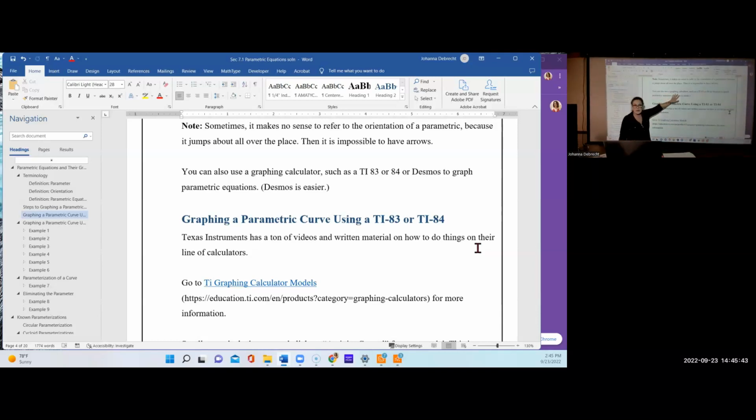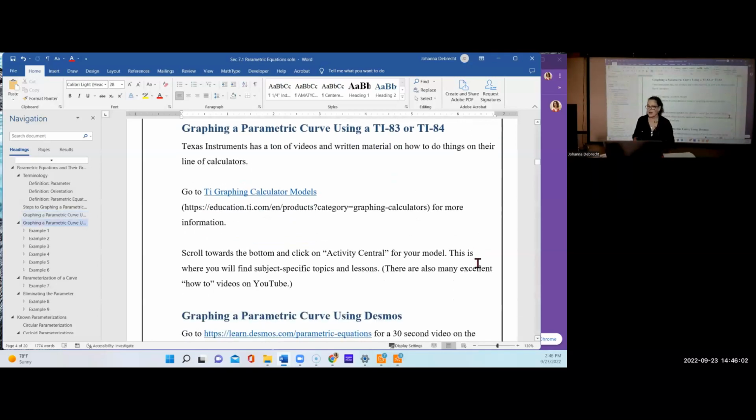Now you can use a graphing calculator like a TI-84 in order to graph these, or you can use an online graphing utility like Desmos, which is free. Desmos is, of course, easier to use. I will go through and talk about how to do both. So let's first talk about how to use a graphing calculator like the TI-84.